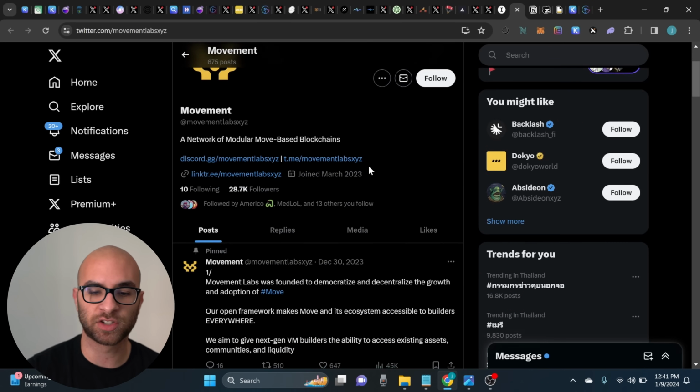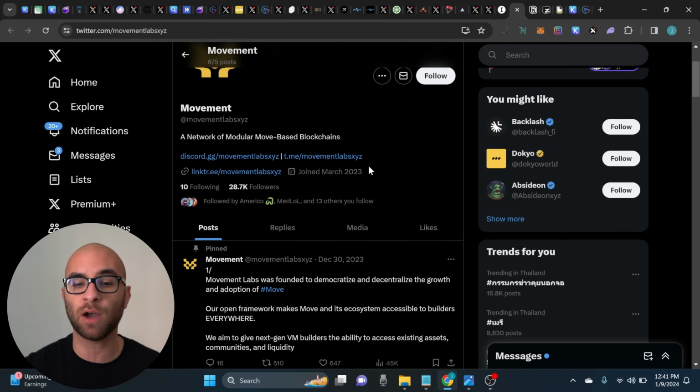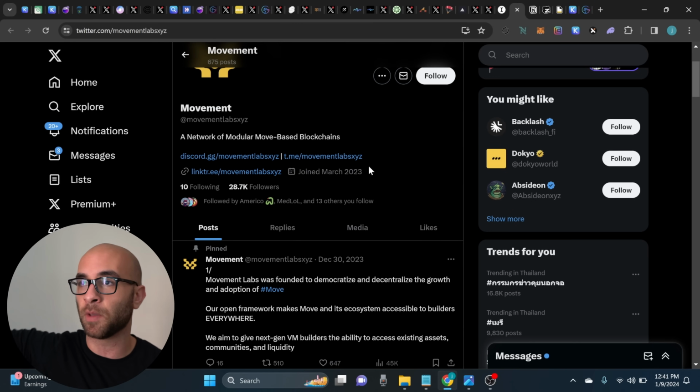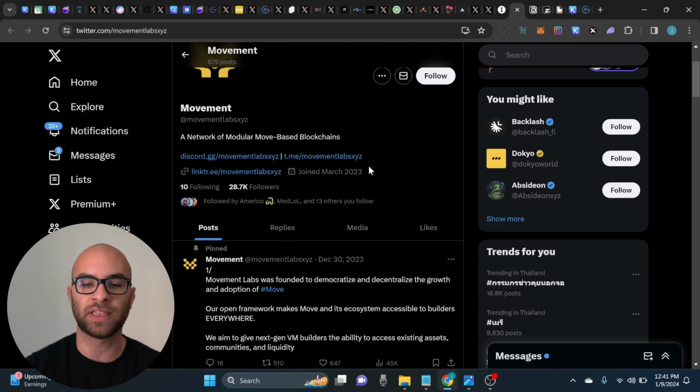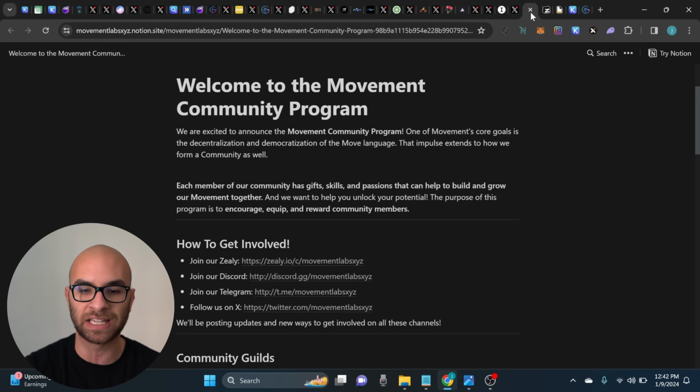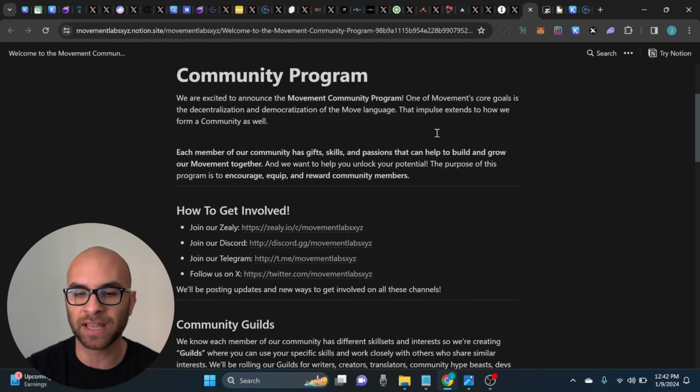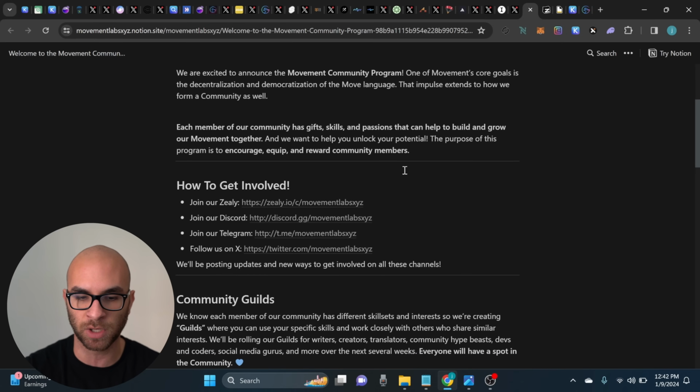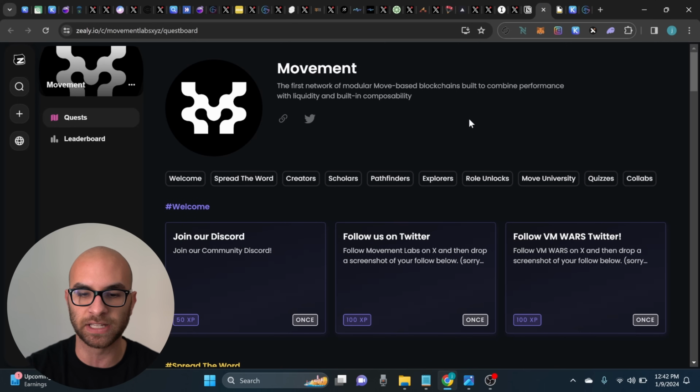The next one here is going to be another layer 2, which is a network of modular Move-based blockchains called Movement. Now they are building on the base layer, which is with Coinbase, but they also announced recently that they're going to be using Celestia. Now what I would recommend doing for this one, guys, is joining their community, and you can actually go to their Zealy and complete some of these different tasks.